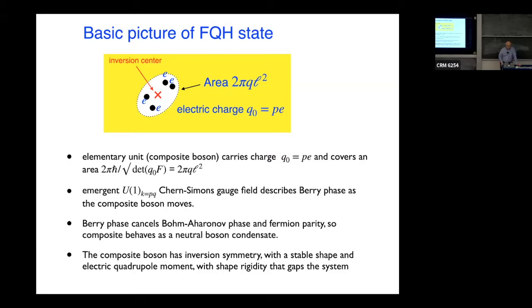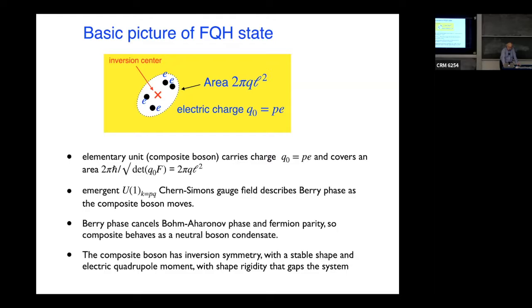Then there's this emergent U(1) Chern-Simons gauge field with k equals p times q, which is the Berry phase as the empty bubble gets moved around in the background fluid. When the background fluid has the right filling factor, the Berry phase cancels the Aharonov-Bohm phase, and it also cancels the fermion parity of any of the particles inside the bubble. So it becomes a neutral boson. It moves like a neutral boson, and it can condense, but it has a gap because of the Chern-Simons gauge field.